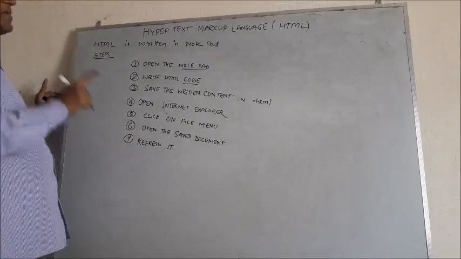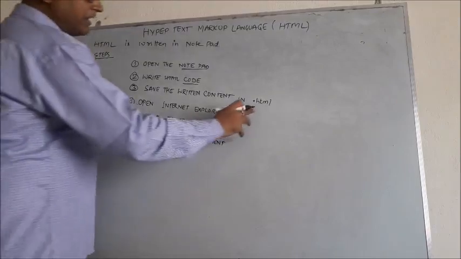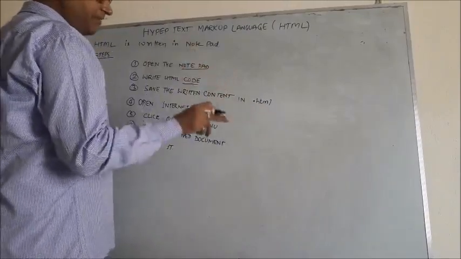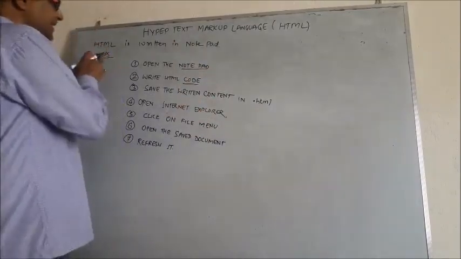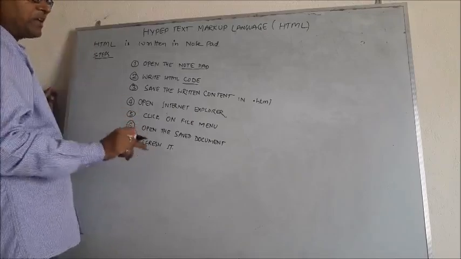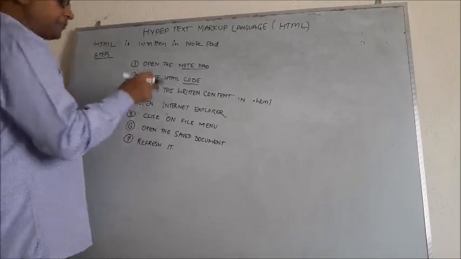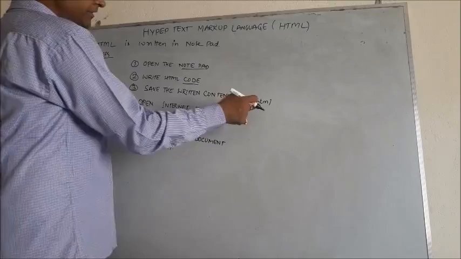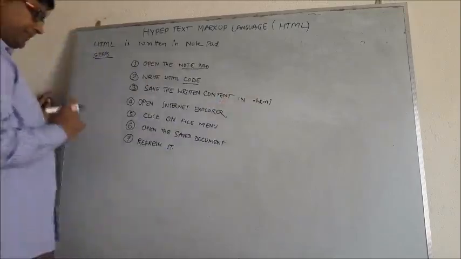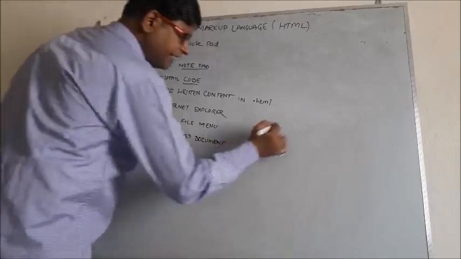Please take note that the Notepad file must be saved with .html instead of .txt. If you save the file with .txt, this HTML code will not work in Internet Explorer. So if you want to design a web page written in HTML, you have to save the Notepad file with the extension .html. Fine, okay.